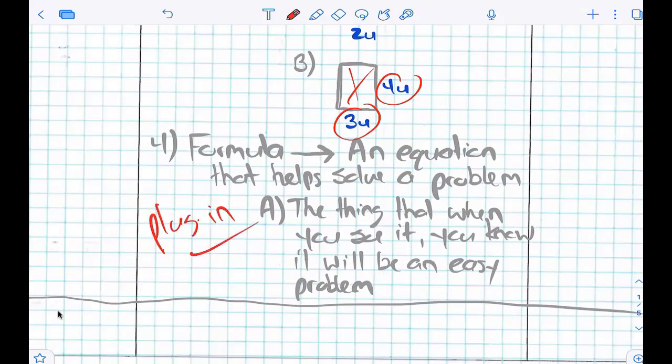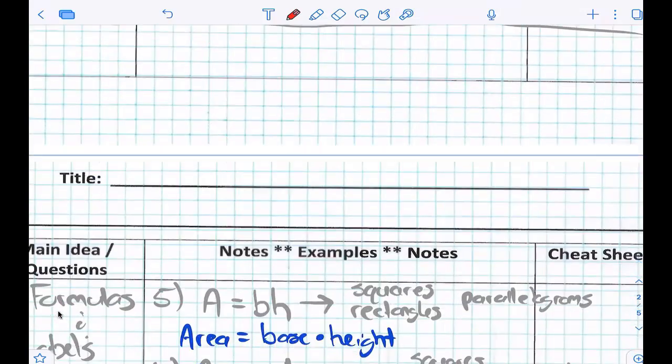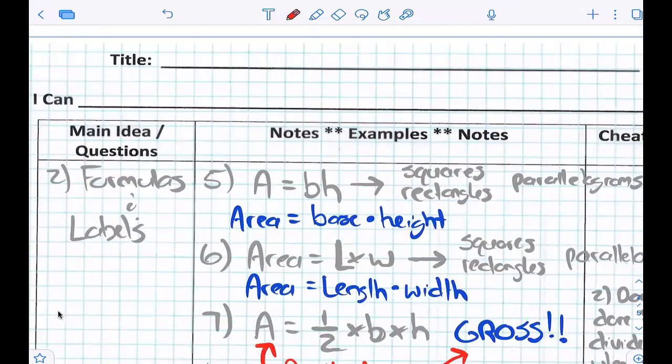Remember that big word that I like? Plug in. Everyone say plug in. Plug in. Okay, when I say everyone, I mean everyone.